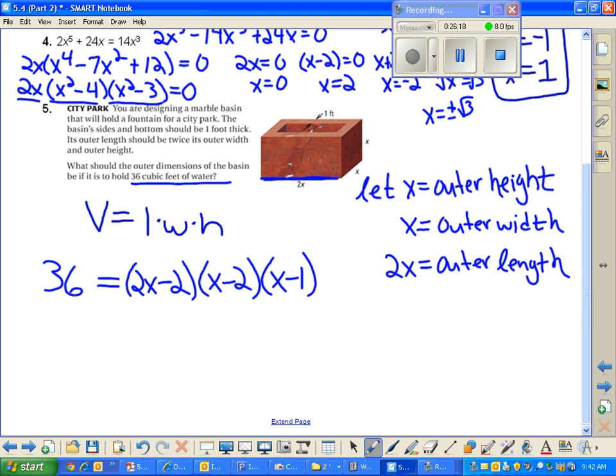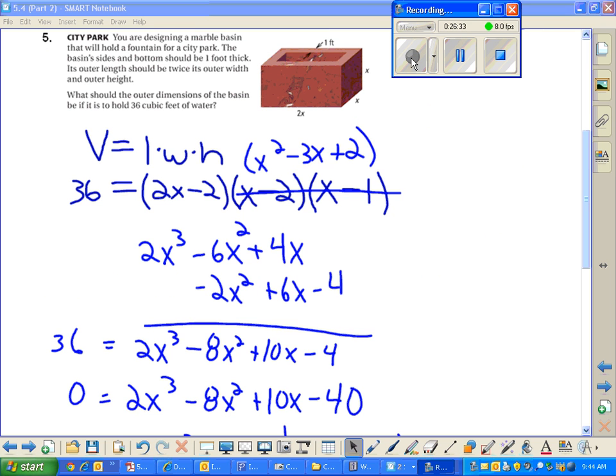So I'm going to go ahead and let you try this one. Remember, we're trying to find ultimately the outer dimensions of the basin. So when you get your answer for x, you have to tell me how long, how wide, and how tall this thing is, okay? Just take a minute right now, make sure you have the right problem down so that you can factor it correctly.